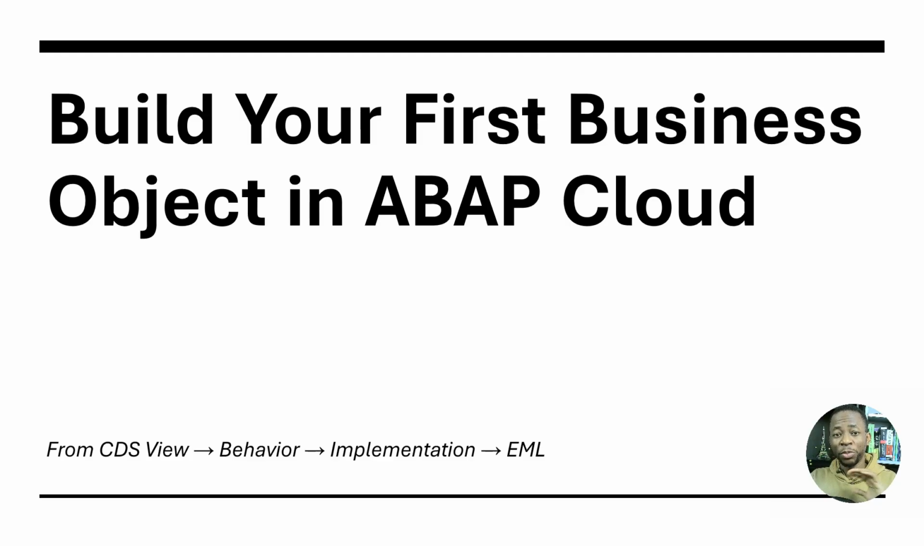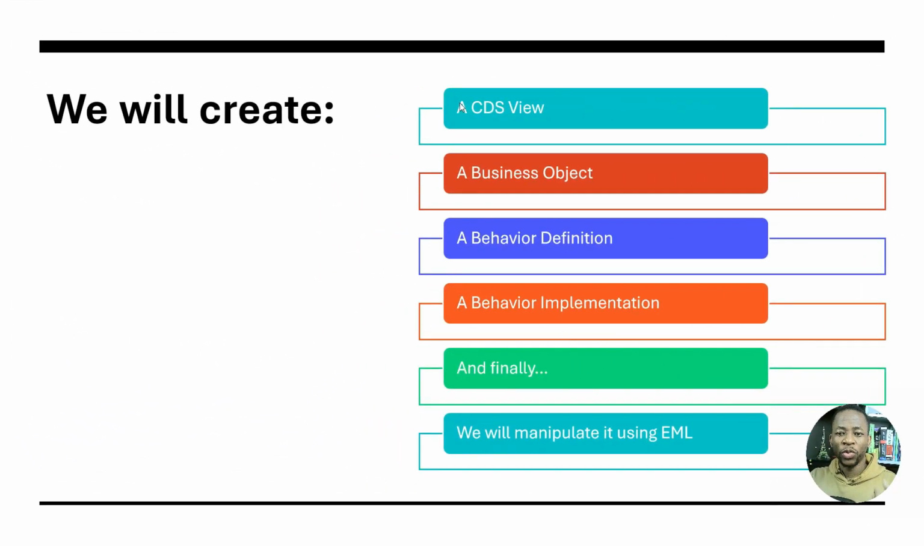To understand further what a business object is, this tutorial is project-based. We are going to build our own business object from scratch. We will create a CDS view, then a business object with a behavior definition and a behavior implementation, and finally we'll manipulate it using entity manipulation language. If you want to understand RAP and modern ABAP Cloud, this lesson is very important. The first step is to create a database table that we are going to use for this demo, and let's imagine that we are building a simple product management system.